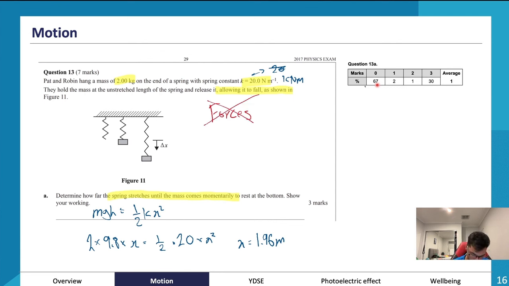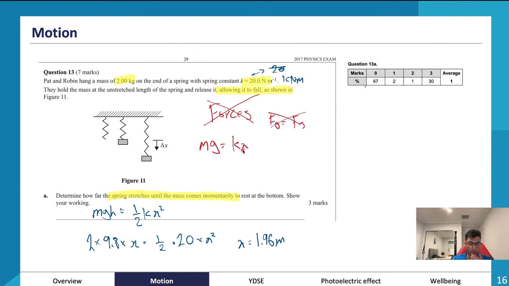So what they did is they said mg is equal to kx, or in other words, the force of gravity is equal to the force of the spring, which is not correct. The reason we don't use this is because there's a difference when you can use this and when you can use this. In what I like to call a dynamic scenario, so in this case, the weight is just being allowed to drop, it's accelerating, it's moving, it's dynamic. Because it's dynamic, it's moving, we are allowed to use this.